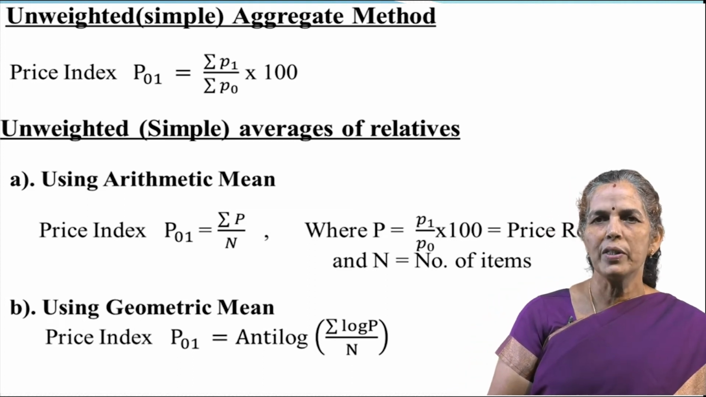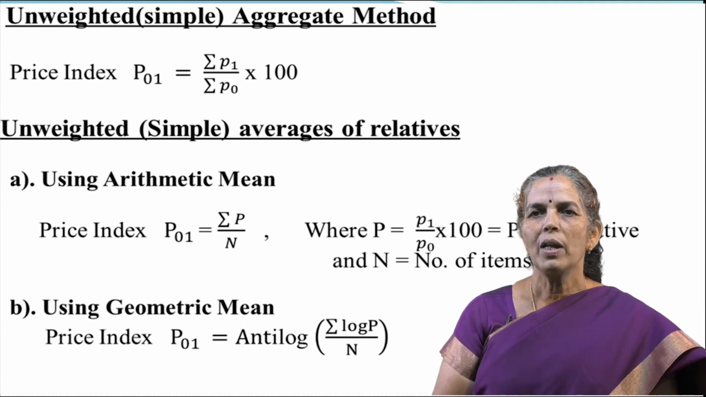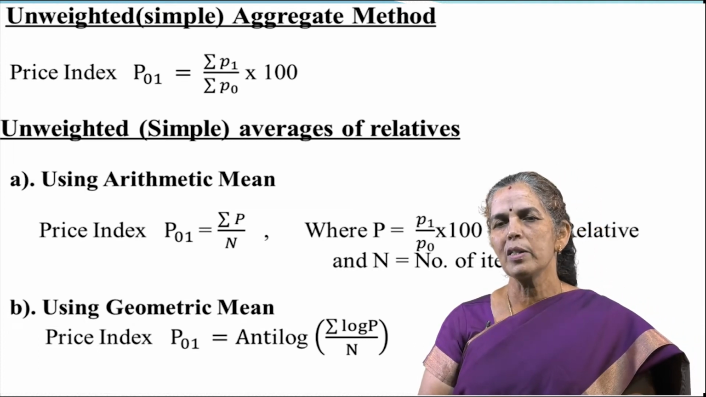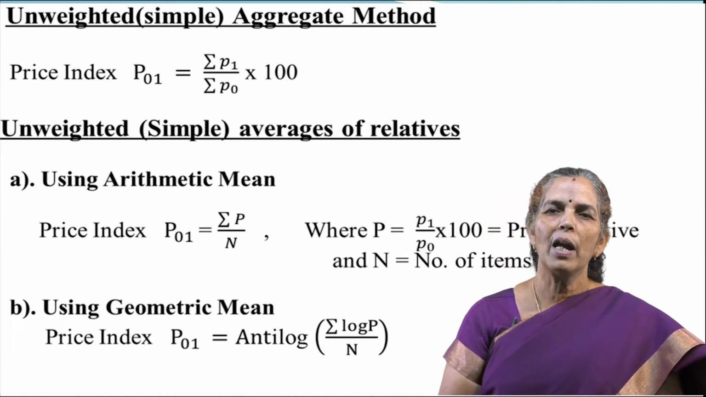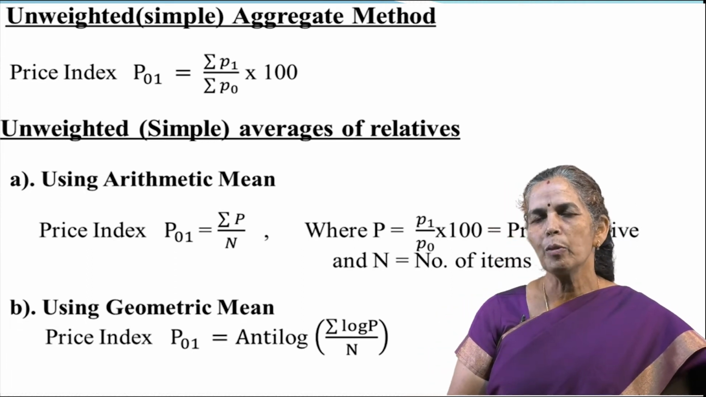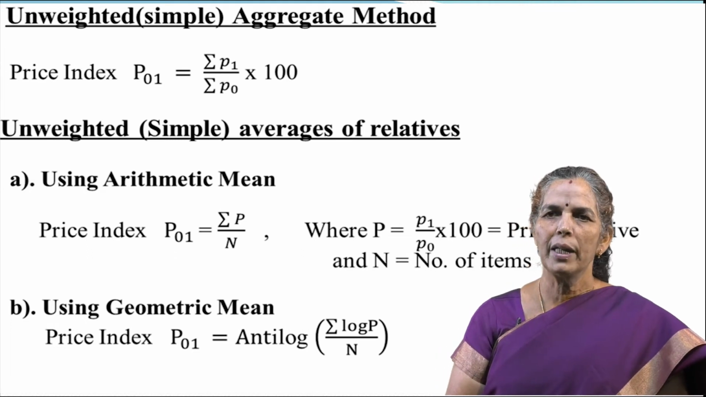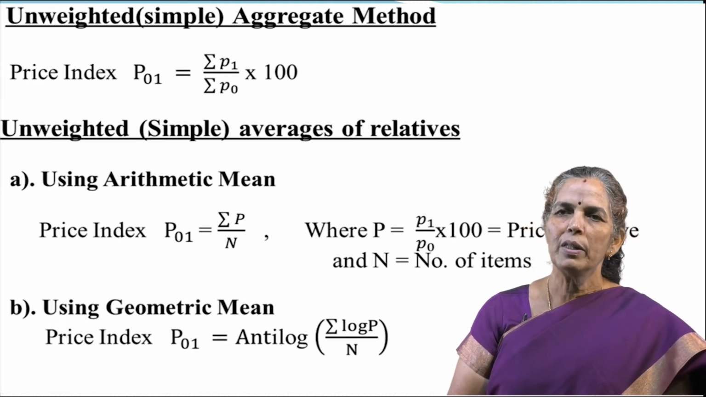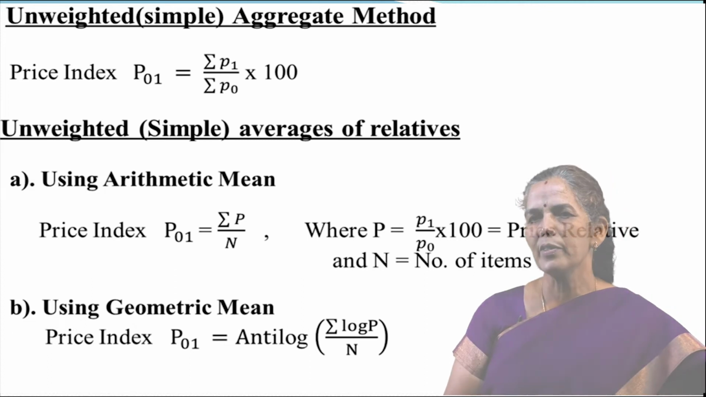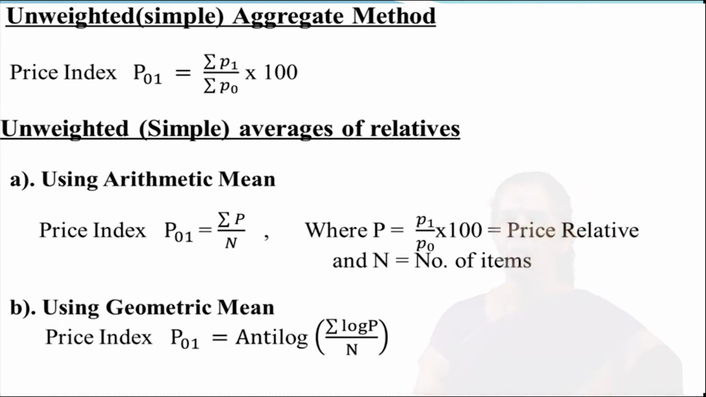Next, number 2, unweighted or simple average of price relative. We are having two averages. One is arithmetic mean, another is geometric mean. Using arithmetic mean, we have the formula for price index number P01 equal to summation P divided by N, where P is equal to P1 divided by P0 into 100, that is called price relative, and N represents number of items or number of commodities which we are taking for calculation. Next, using geometric mean, price index number P01 equal to antilog of summation log P divided by N, where P is nothing but price relative. That is the formula P1 by P0 into 100.